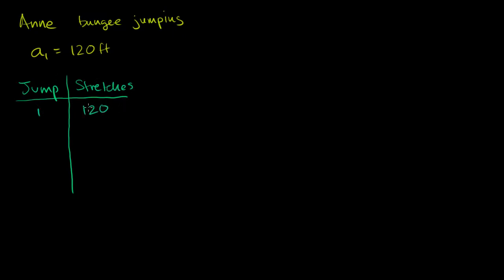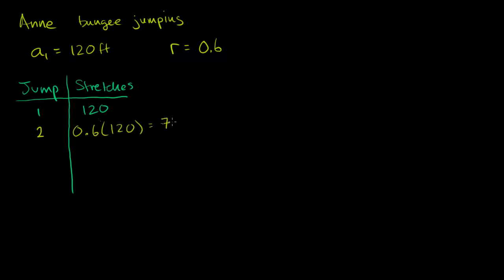Then it says on the next bounce, the stretch is 60% of the original jump, and then each additional bounce stretches the rope 60% of the previous stretch. So here the common ratio, where each successive term in our sequence is going to be 60% of the previous term, is 0.6 times the previous term. So on the second jump, we're going to stretch 60% of that, or 0.6 times 120, which is equal to what?